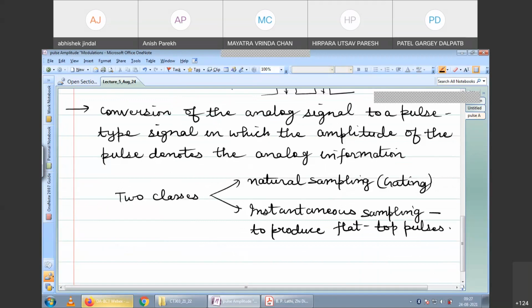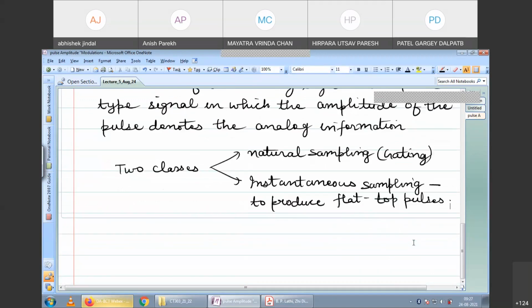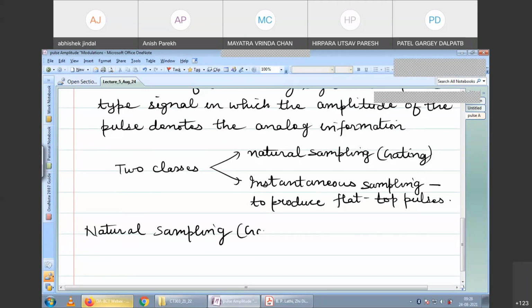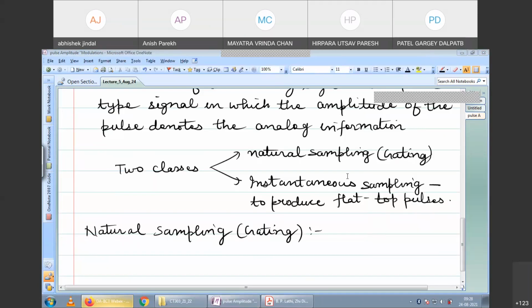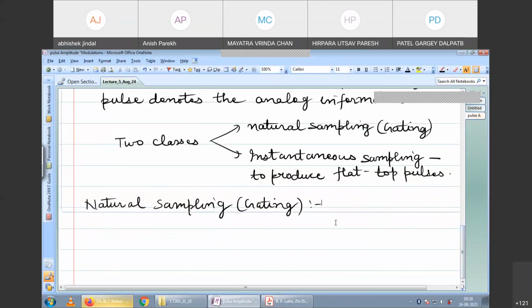Before I go towards the study of natural sampling or gating, if you have anything to ask, or anything to comment on, you can just go ahead and unmute yourself and say. Why we call it gating, we will see. Any doubts? Okay, so there is no doubt and there is nothing to say.